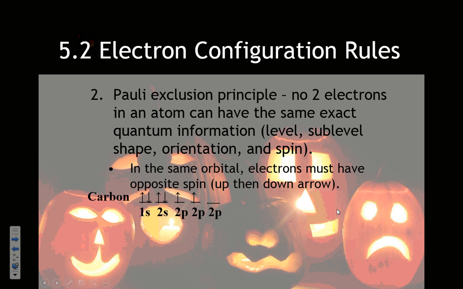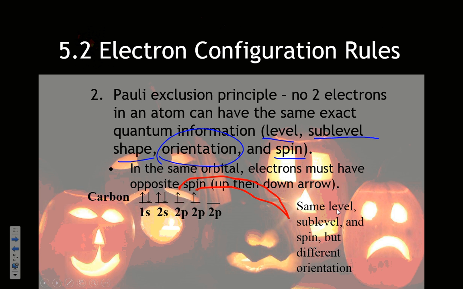So if we take a look at carbon and its orbital diagram, which we're going to be building in a second, notice these 2 electrons. Well, they're both up arrows, so the fourth bit of quantum information is the same. They both are in the same level, the 2, so that's the same. They're both in the 2p sublevel, so that's the same. But while the level, sublevel, shape, and spin are the same, you'll notice they're not in the same orientation. One's in the first, one's in the second. So those 2 electrons do have a unique set of 4 quantum information.